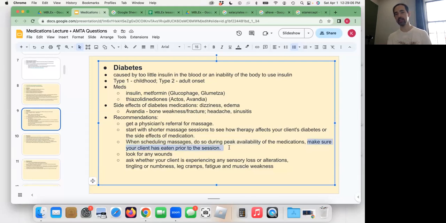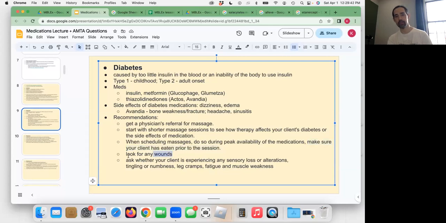Make sure your client has eaten prior to the session. A great thing to tell people is don't skip any meals that day. Make sure that you eat breakfast, make sure that you eat lunch, depending on what time your massage is. And it's a great idea to have a high protein snack before you come in. So if they want to have a very small meal when they come in, or some yogurt or cheese or nuts or nut butters or something like that, depending on what they tolerate and their diet, that certainly would be fair game.